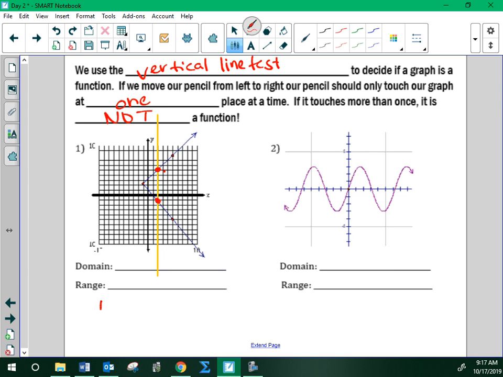I'm just going to write it down here. Not a function. What can we write for the domain there? That's a good question.